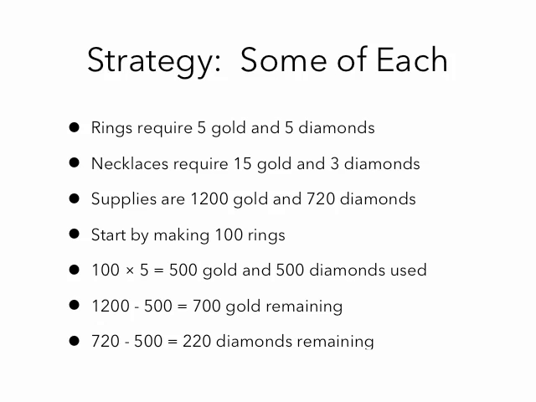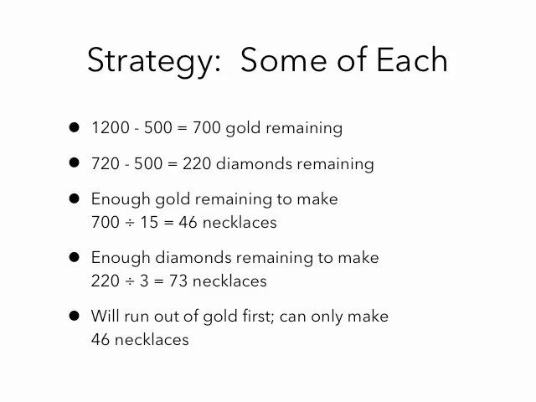But what about some sort of mixed strategy where we do a little bit of each? Let's just take a guess, let's make 100 rings, which uses 500 gold and 500 diamonds because every ring needs 5 gold and 5 diamonds. So if we subtract from what we've got, we've only got 700 gold left, and then 720 diamonds minus the 500 we've used, we've got 220 diamonds left. Let's see how many necklaces we can make with those.